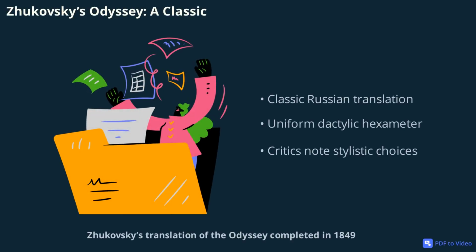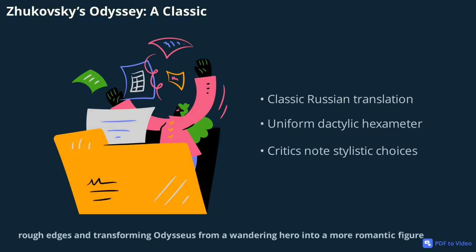Zhukovsky's translation of the Odyssey, completed in 1849, remains the most influential Russian version for generations of readers. While critics have noted some inaccuracies and stylistic choices, the translation's smooth, almost uniform dactylic hexameter stands out. Zhukovsky rarely used the full expressive range of Russian hexameter, preferring a steady 6-foot dactyl. This approach, while elegant, has been seen as both a strength and a limitation, smoothing out the epic's rough edges and transforming Odysseus from a wandering hero into a more romantic figure.